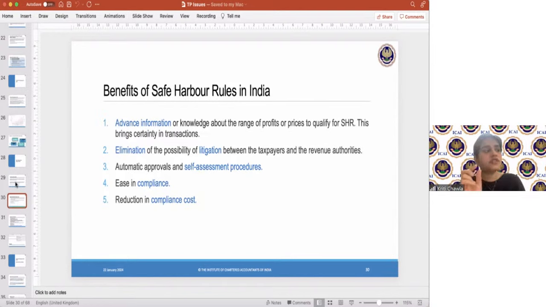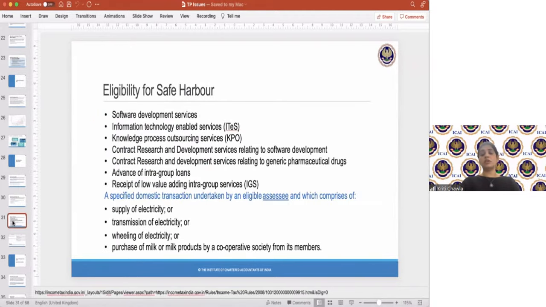So, if someone is at a margin of 17%, there will be litigation. But if someone is at a margin of 20%, there will not be much litigation. And then there will be ease in compliances. There will be reduction in compliance costs. There will be no litigation. There will be elimination of litigation costs, etc. Now, if you look at safe harbor rules, they've defined all these services for which you can undertake safe harbor rules, when you can avail the benefits of these particular provisions.